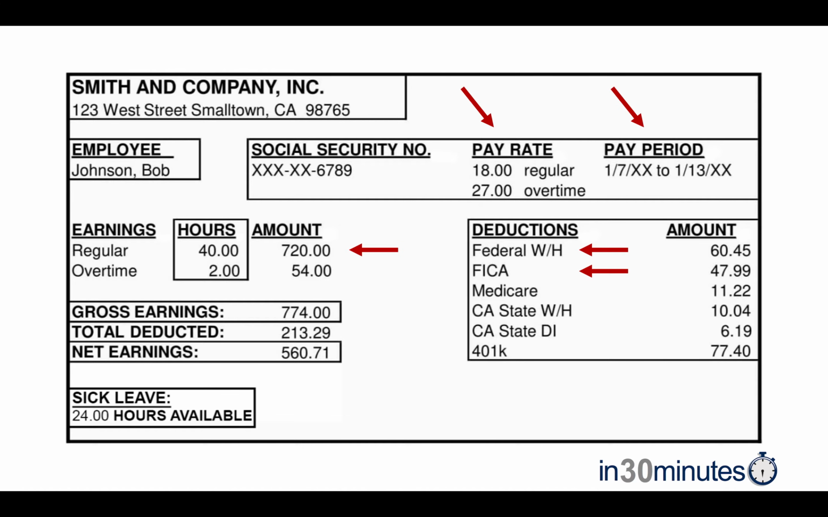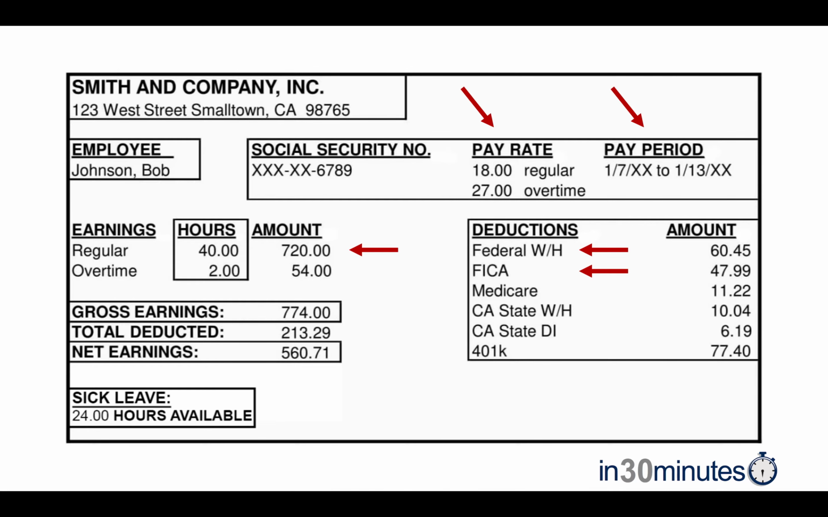Medicare, that's also a well-known program for people who may need some sort of health insurance. So you pay money into the Medicare fund. It's 1.45% of your paycheck that you put in there. CA state WH, that means California state withholding. So that's California state income tax. It's a lower rate than the federal rate. So it's $10 per pay period.